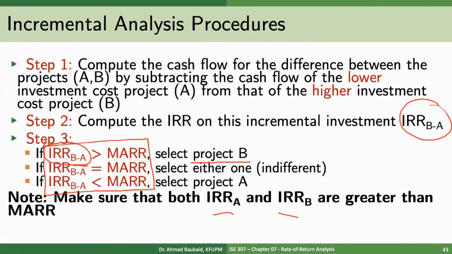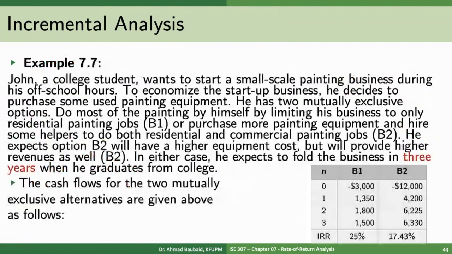Now let's look at examples, and you'll see it's very easy. Hopefully the concept helps you internalize it and remember it, like why we need incremental analysis, but really doing examples is fairly straightforward. So here, John is a college student. He wants to start some business, right? He has 2 mutually exclusive alternatives or options.